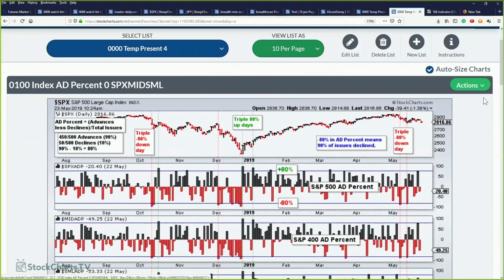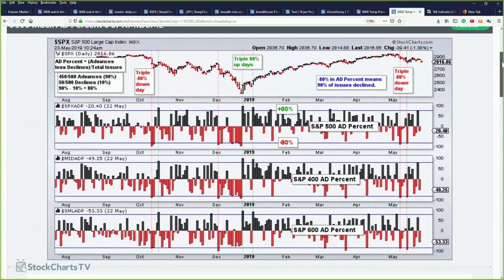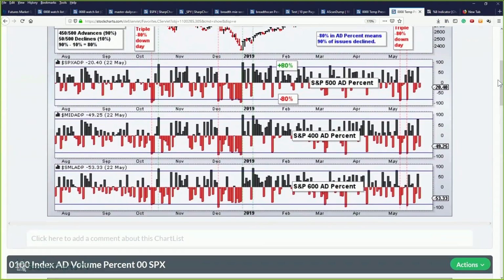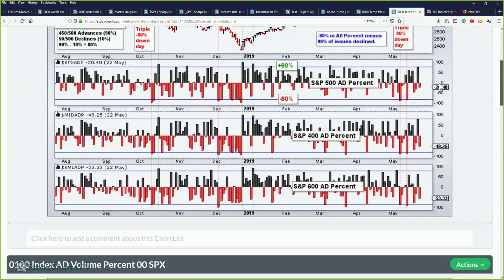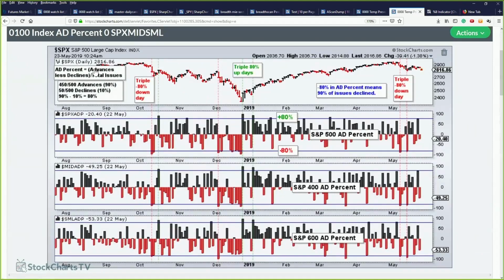And this chart here shows AD percent, and that is advances minus declines divided by total issues. If you look over there on the left, you can see I've given a formula there. Using the S&P 500 as an example, if you have 450 advancing stocks, that's 90% of all issues going up. And if you have 50 declining stocks, that's 10% of all issues going down. So 90% minus 10% equals 80%. So ADP, advance decline percent, gets to plus 80%.